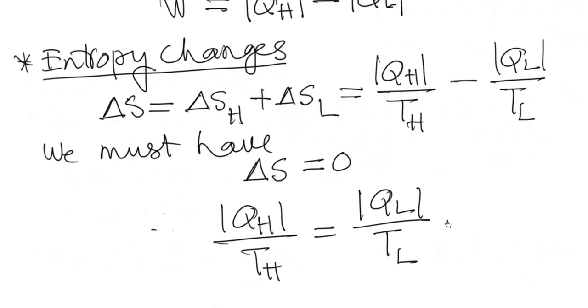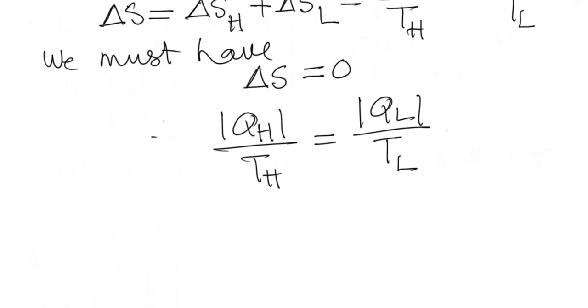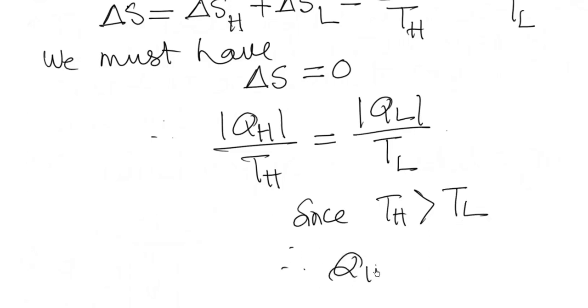We note that since T_H is greater than T_L, therefore Q_H is greater than Q_L. That is, more energy is extracted as heat from the high temperature reservoir than is delivered to the low temperature reservoir. Next, we shall derive an expression for the efficiency of a Carnot engine.